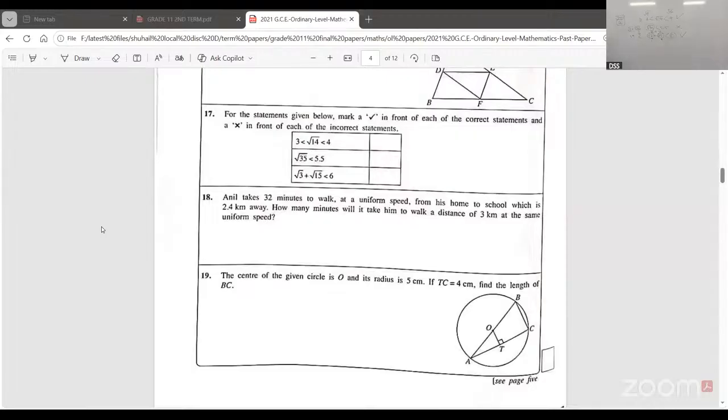Now they talk about Anil. Children, see about Anil. Anil means, in Tamil, it is lane. Anil takes 32 minutes to walk at a uniform speed. We'll use your general knowledge. Online students also, you try to give a reply for this.